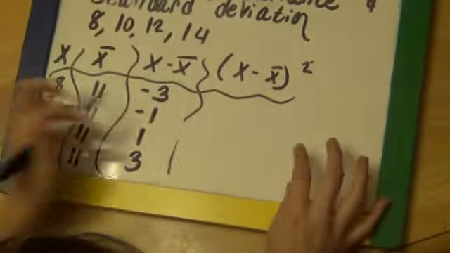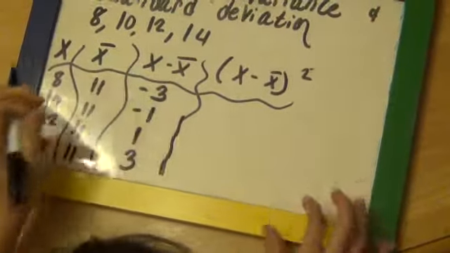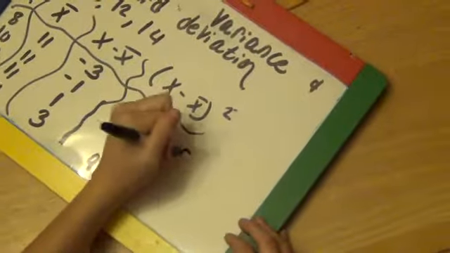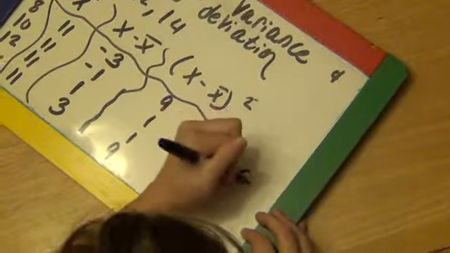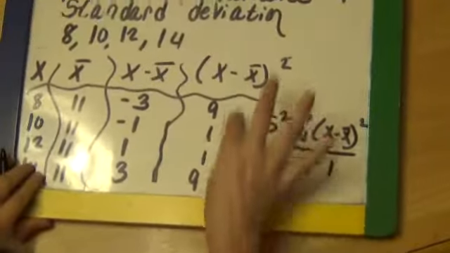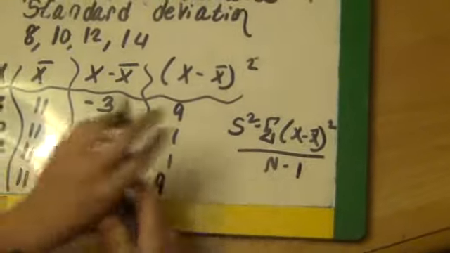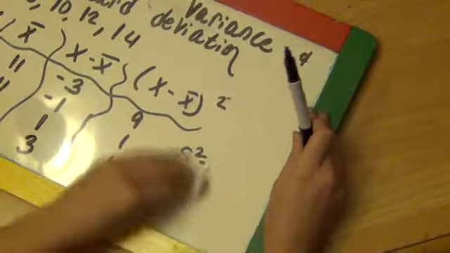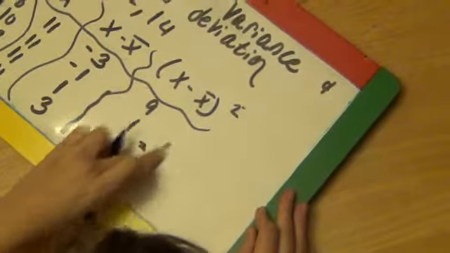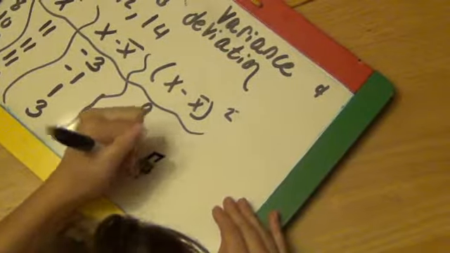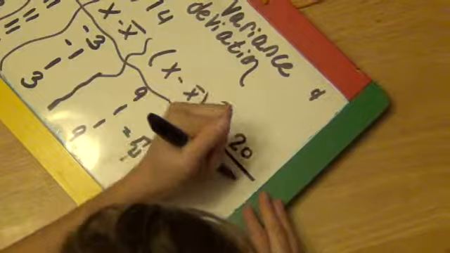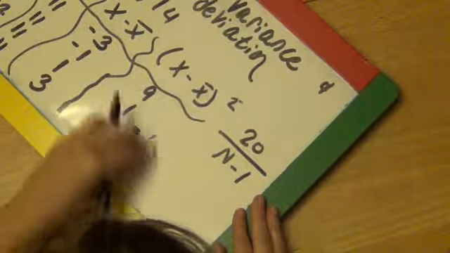We will take this column and square it, just as we did when we were finding population variance. And we'll get 9, 1, 1, and 9. And then, like we said before, when you refer back to the formula, we're taking the total of this column and dividing it by n minus 1. So 9 plus 9 is 18, plus 1 is 19, plus 1 is 20. So our total is 20. How this changes now is that we are doing n minus 1 as the denominator.